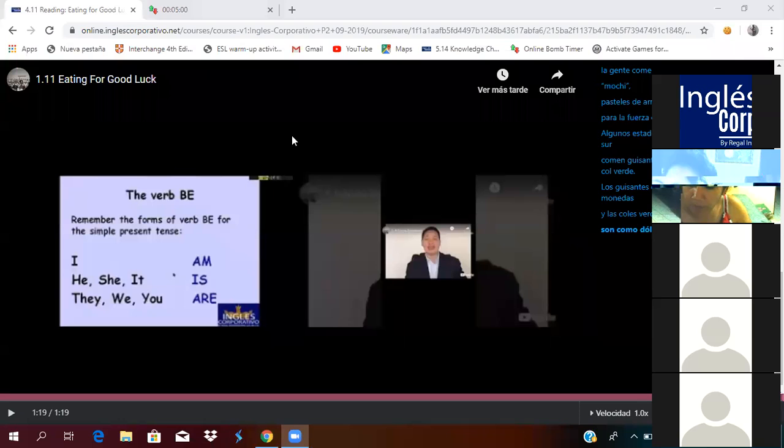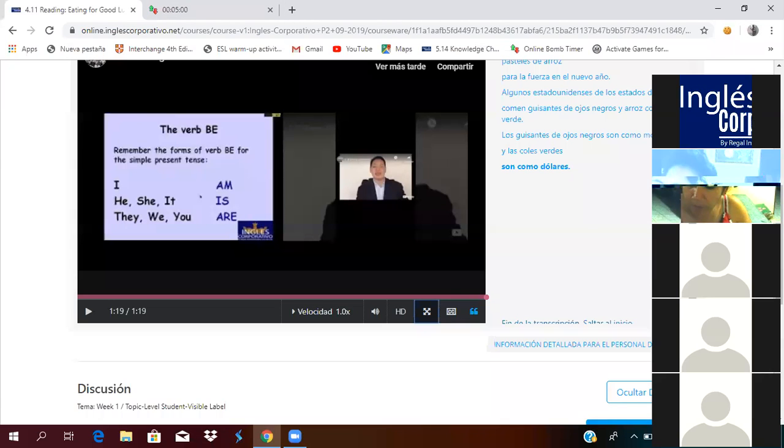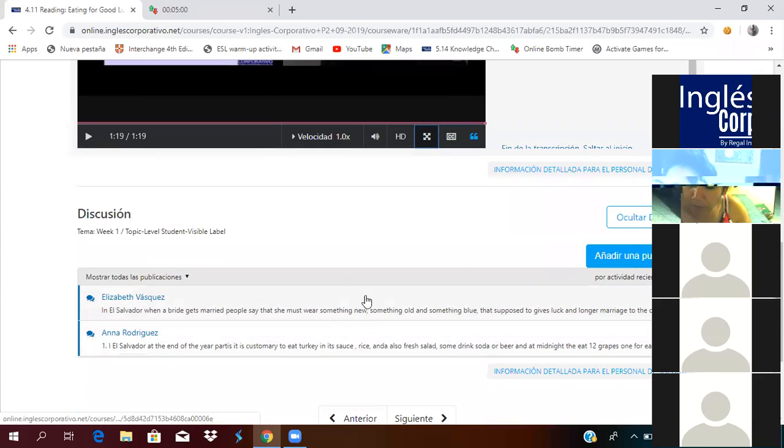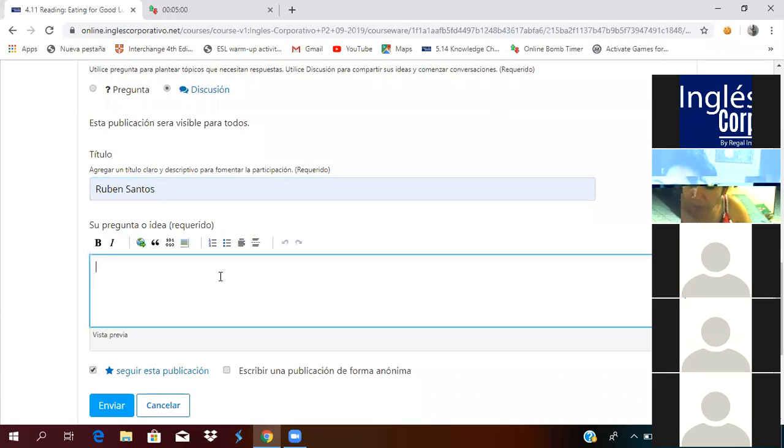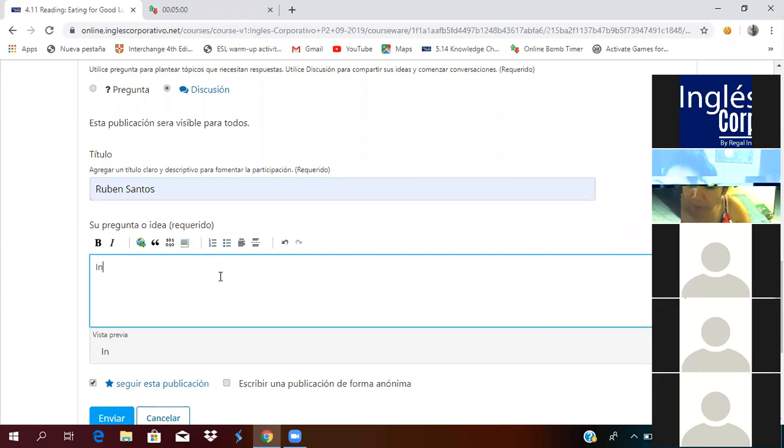All right, now what you're going to do over here in the discussion forum, you're going to write a description of some food in El Salvador. For example, you're going to put your name where it says título. In here, you're going to say, for example, in El Salvador, pupusas are the most delicious breakfast.